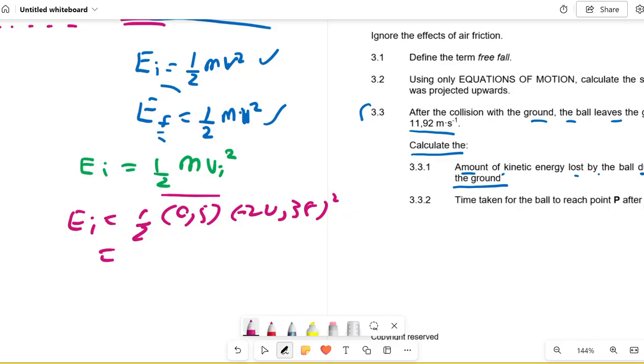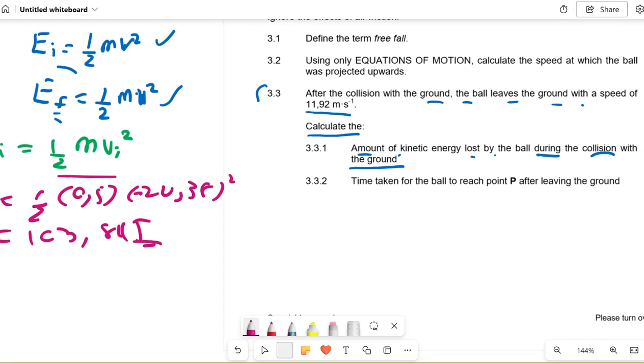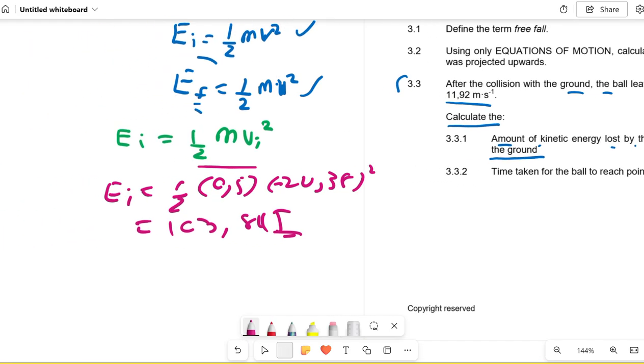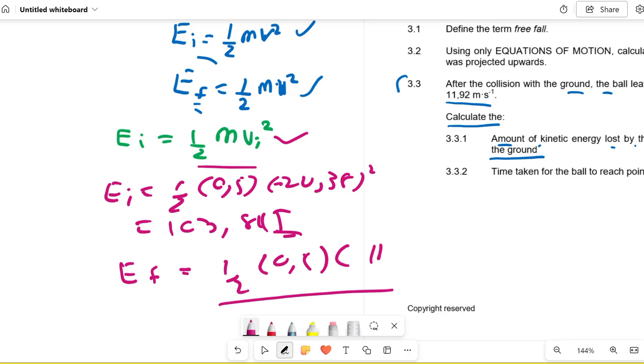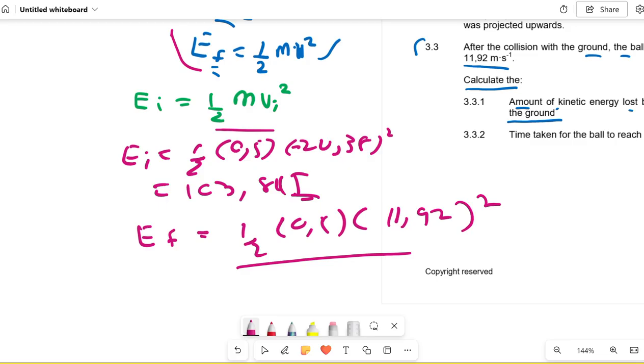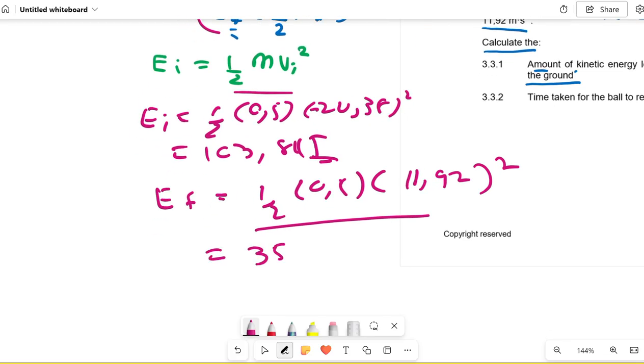And then the kinetic energy final, after the collision, is 35.52 joules. You did this one, substituted here, and then put 11.92 squared. You did that, and you got 35.52 joules. Yes, 35.52 joules. Okay, fair.